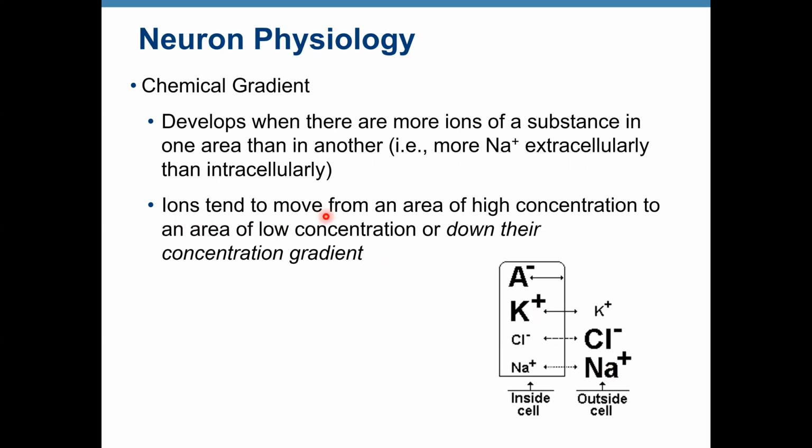Now, ions tend to move from an area of high concentration to an area of low concentration, or down their concentration gradient. So sodium has a tendency to move in, and potassium has a tendency to move out. So that's a chemical gradient. Now, why do we have so much sodium outside? And why do we have so much potassium inside? Because of the sodium-potassium pump. Because your cells, they're doing it. They're pumping sodium out and they're pumping potassium in. And they use lots of energy to do it.